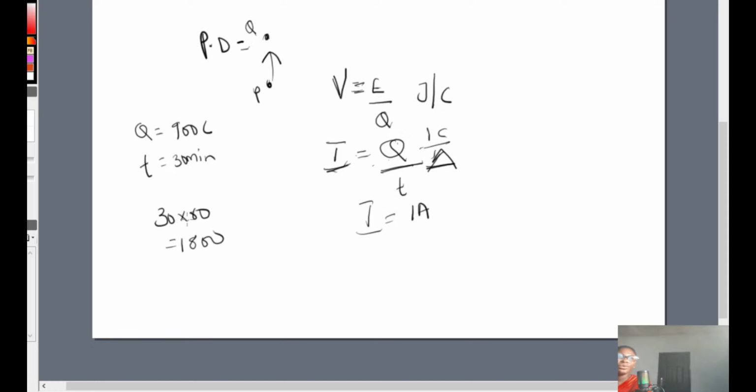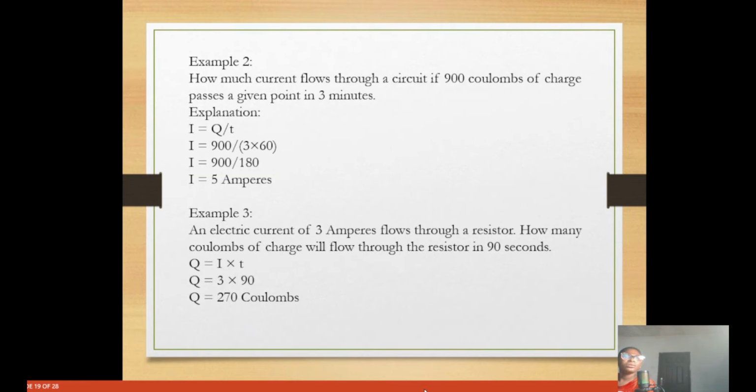So that's going to be in seconds. So now we will ask for our current. Don't forget your current is Q over T. That's equal to 900 divided by 1,800, and we have it as 0.5 ampere. Okay, 900 divided by 80. Oh, sorry, 3 times 60, not 3 times.